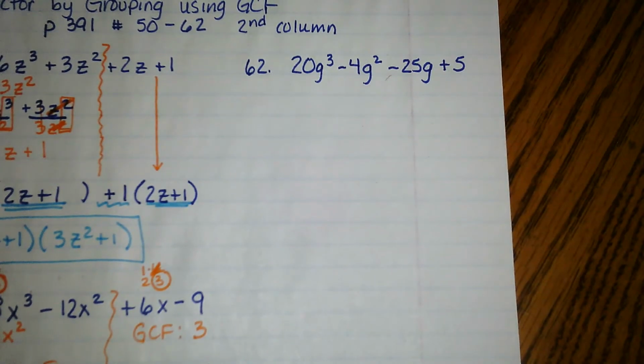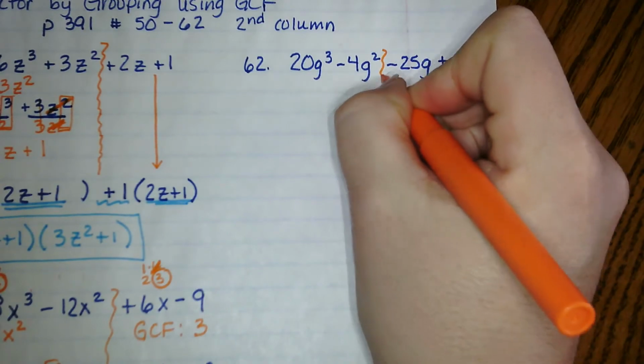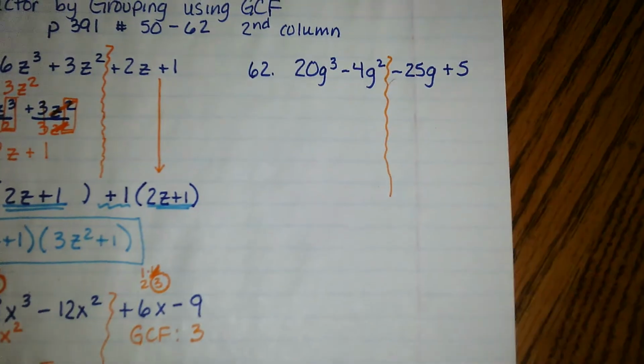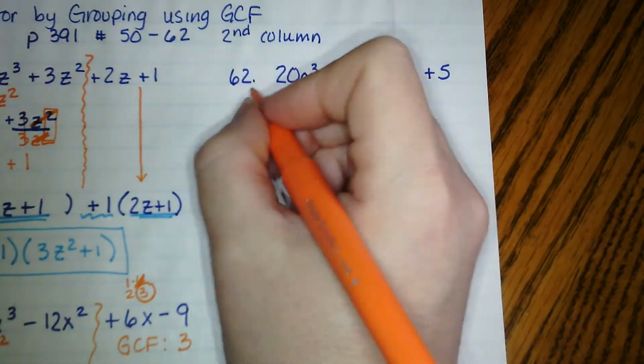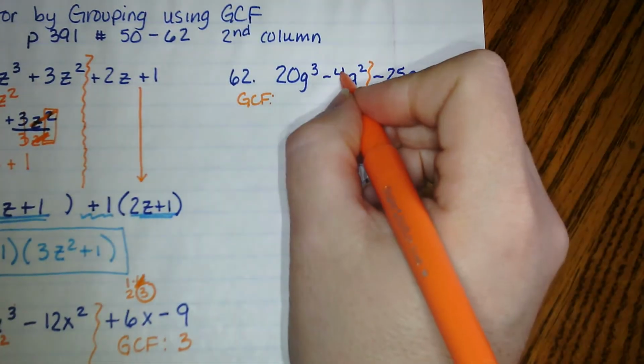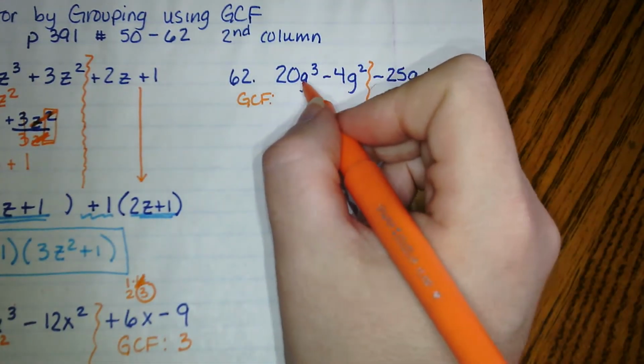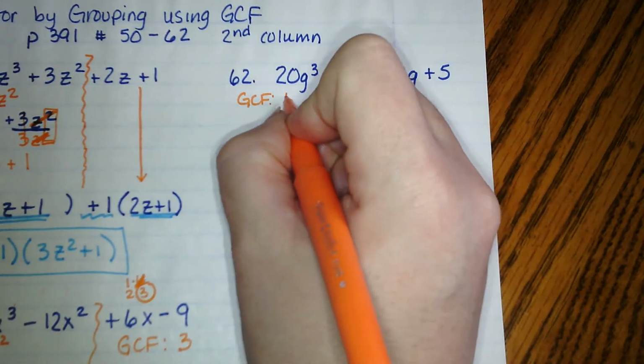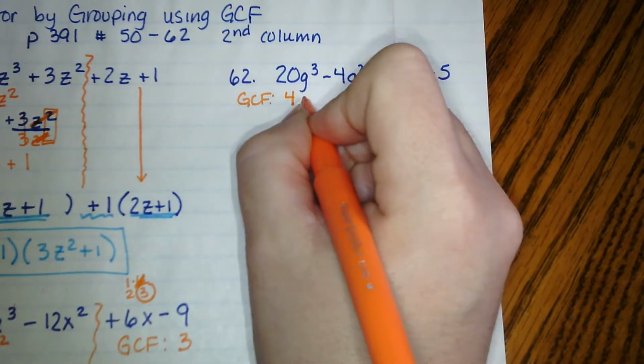And we are going to start by splitting it in half. So after the second term, you're going to make a line. We're going to GCF the left. The smaller one is 4. Does 4 divide into 20? Yes. So 4 is our GCF. And our smaller exponent is g squared.